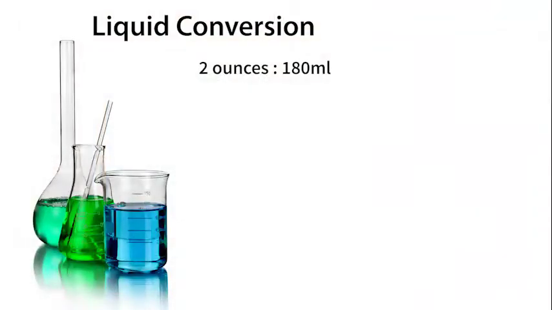Let's look at an example that deals with liquid measurement. 2 ounces as a relationship to 180 milliliters. Now, ounces and milliliters are different units, so we need to decide if we want to convert ounces to milliliters or convert milliliters to ounces. So what we're going to do, we're going to convert our ounces to milliliters.